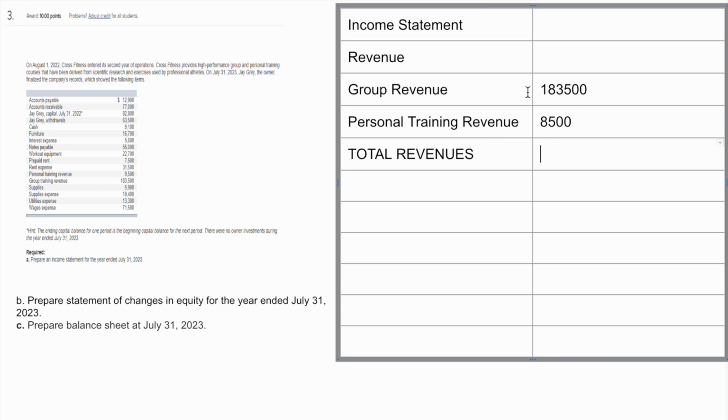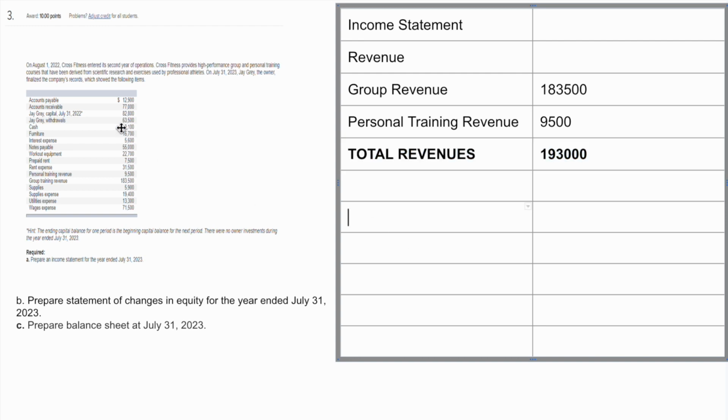That's wrong, okay? So group revenue is 183.5. Okay, you've got to start over again now. So personal training revenue was 9,500. Hard to see the list here. 9,500. So total revenue then would be 193,000. Okay, so this is a total right there. So let's just bold that.